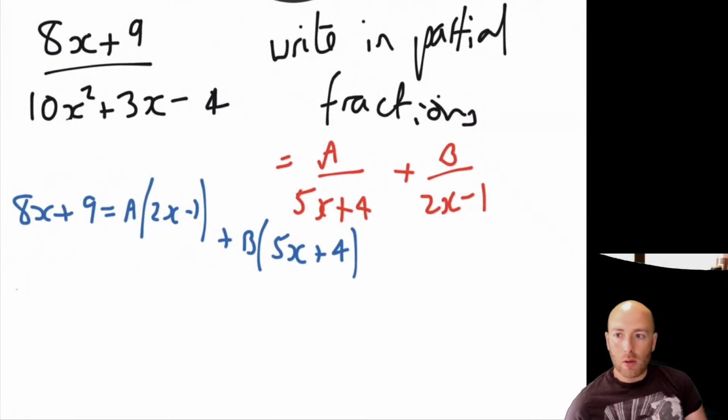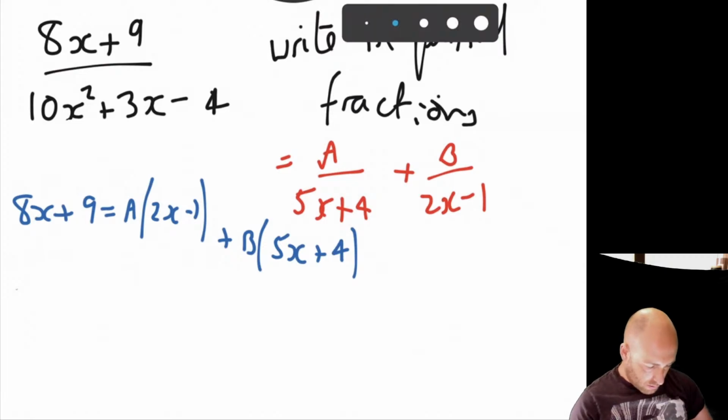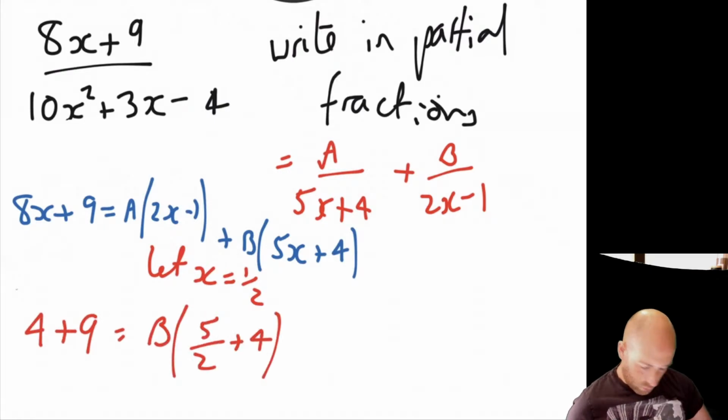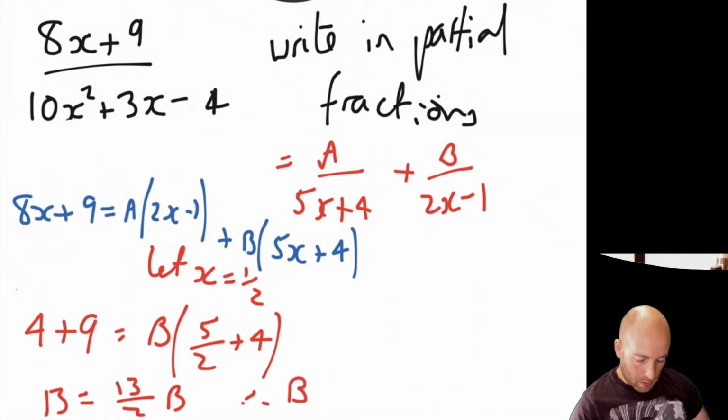Cool. All right, so yeah, we're going to sub in some stuff. So we're going to let x equal a half. So we're going to get 4 plus 9 equals b times 5 over 2 plus 4. So 13 equals 13 over 2 b, therefore b equals 2.